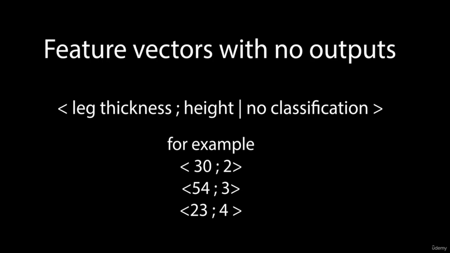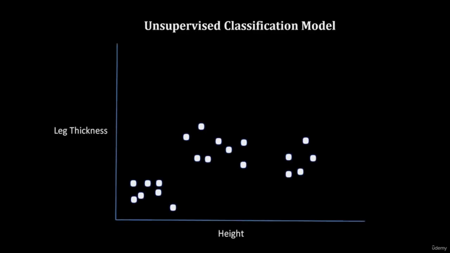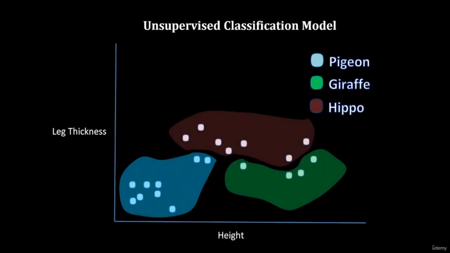These feature vectors are made up of an animal's leg thickness and height. He decides to use the feature vectors to build a model to classify the animals, but unfortunately, he does not have the outputs of the feature vectors to train the model on. So what can he do in this case? Well, firstly, let's plot the feature vectors on a graph like so. Now, Farmer Earl decides that he is going to demarcate regions around certain points in certain colors.